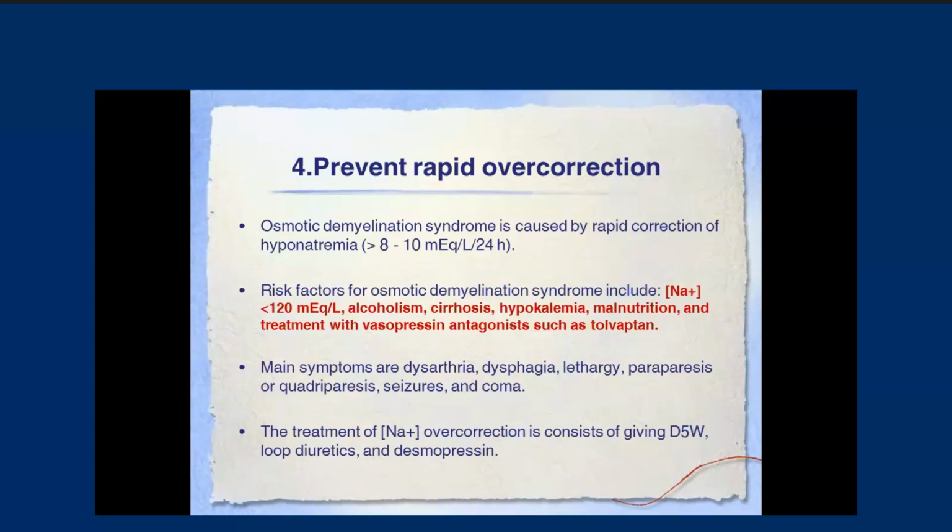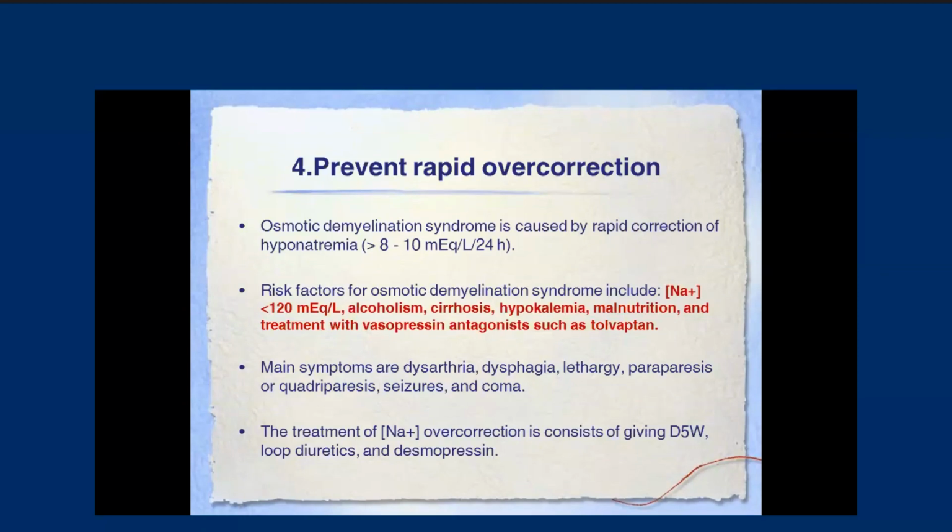At times, we may provide desmopressin, which is an ADH agonist, in patients with severe hyponatremia who are prone to develop osmotic demyelinating syndrome, so as to prevent the excessive rise in serum sodium level. So desmopressin will act like ADH.